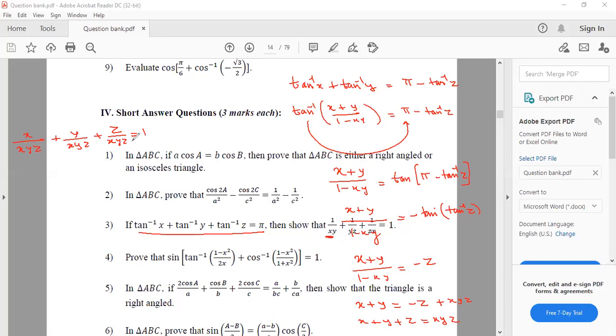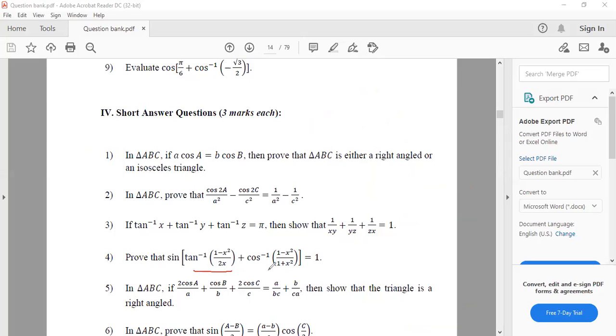All reasoning must be written. What to do for question number 4? Has everybody done that? Can I move on to next? All clear? Yes, sir.